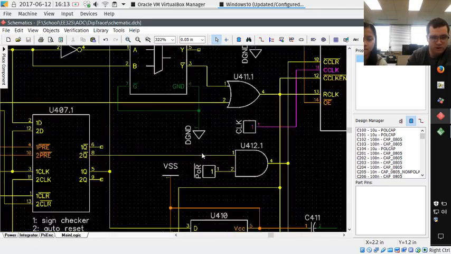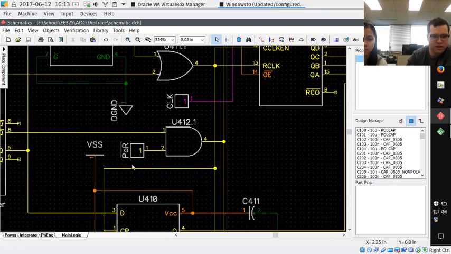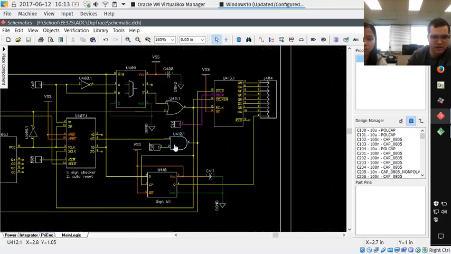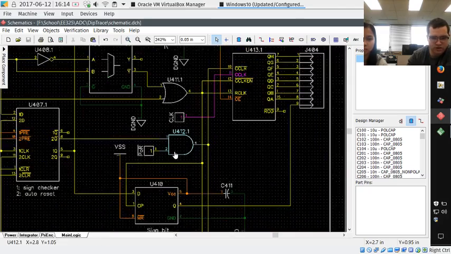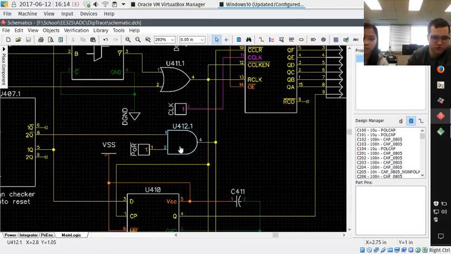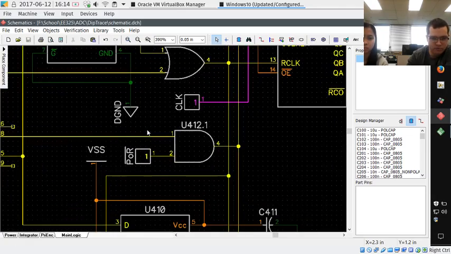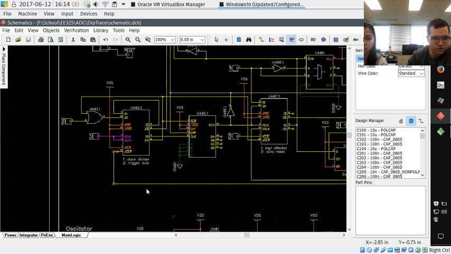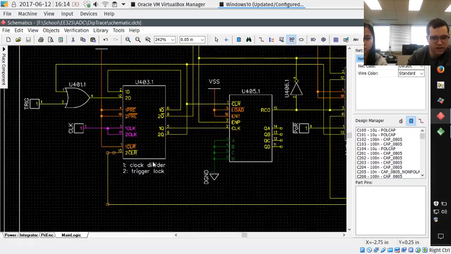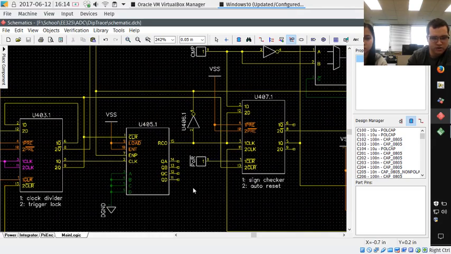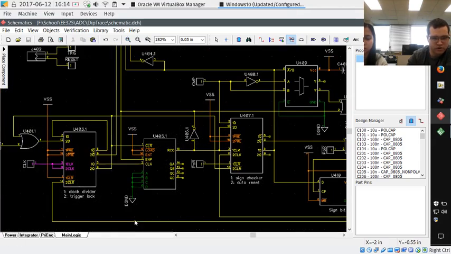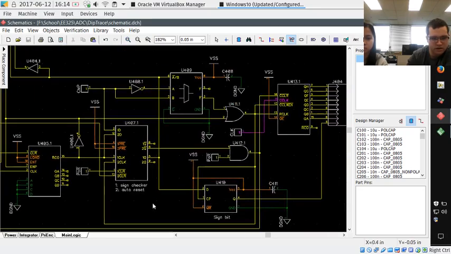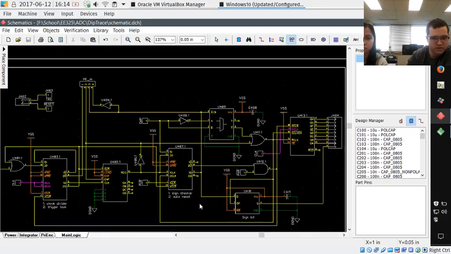One thing worth noting here is this AND gate, which was not in the original circuit. This was added to allow the power on reset circuit to reset everything at any point in time. So that just goes to the clear line, and it goes to the clear for the trigger lock. Clearing that trigger lock causes this to clear, so there wasn't really a need to add a second clear line there. And that's pretty much it.